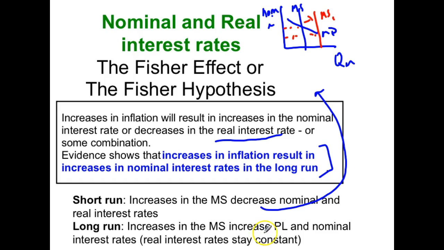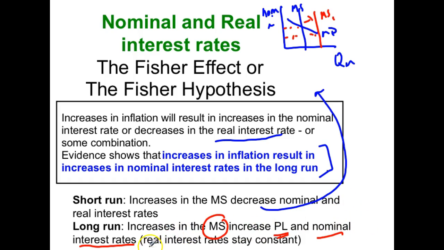But in the long run, because these increases in the money supply increase the price level, they will end up increasing nominal interest rates. So in the long run, rather than saying, oh, there's more money out there, let's lower interest rates, the banks are going to say, oh, there's inflation out there, we need to raise nominal interest rates. So short run, you can have this desired monetary policy impact on interest rates. In the long run, not so effective.